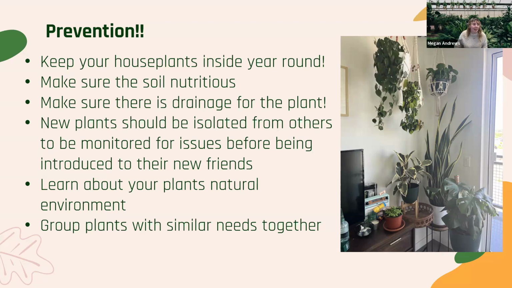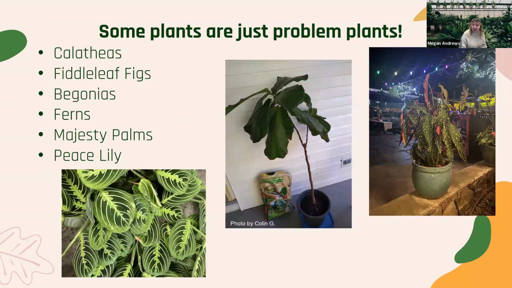So these are some plants that have problems generally: calatheas, fiddle-leaf figs, begonias, ferns, master palms, and peace lilies. Some people have great success with these. Other people struggle a lot with them. Some of these plants are on my no purchase list from now on because calatheas and fiddle-leaf figs and me don't get along. I just don't water my plants enough for the amount of water they need.